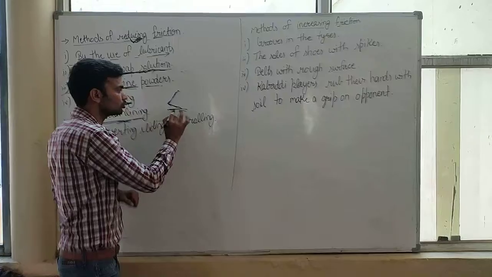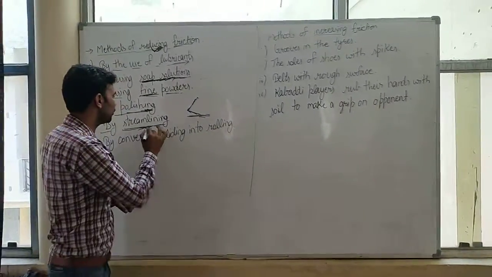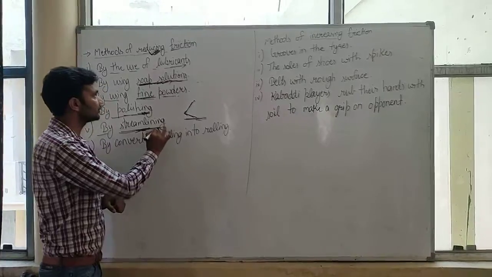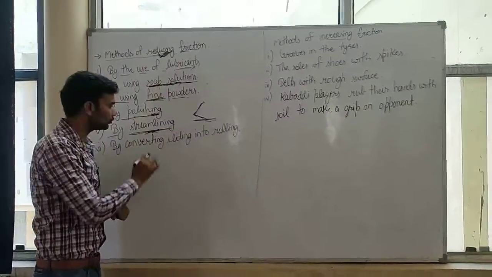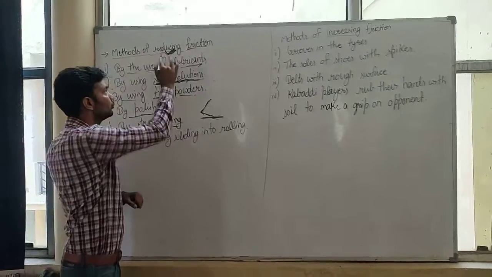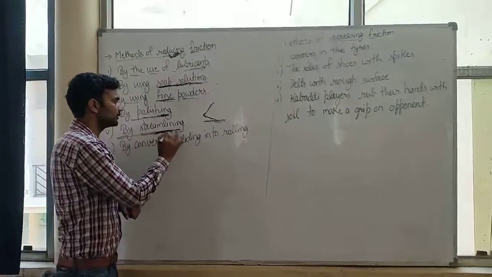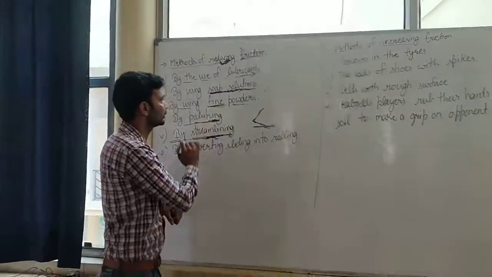Say an aeroplane also has a streamline shape. Why does the aeroplane have a streamline shape? Because this streamline shape reduces friction. The area of contact reduces, and when the area of contact reduces, the frictional force also reduces. So by the streamline shape we can reduce friction.